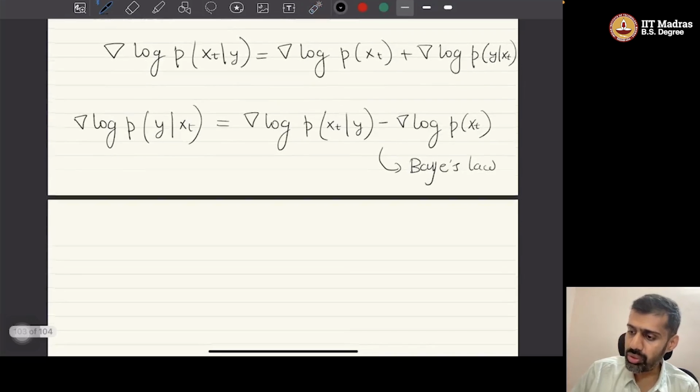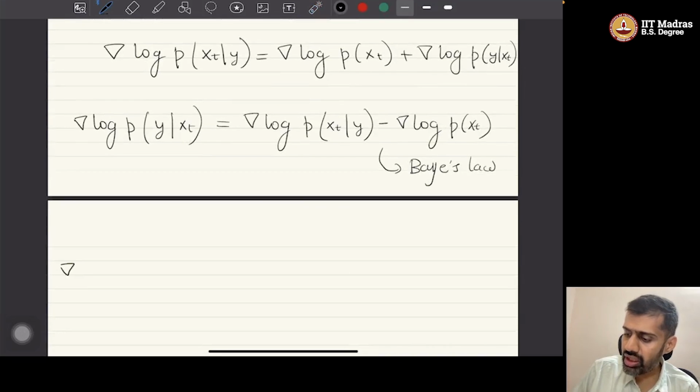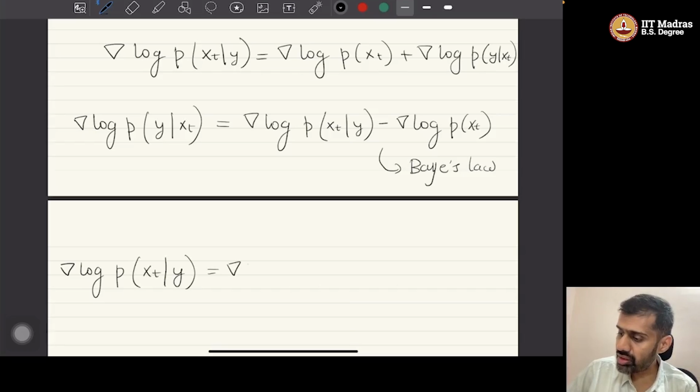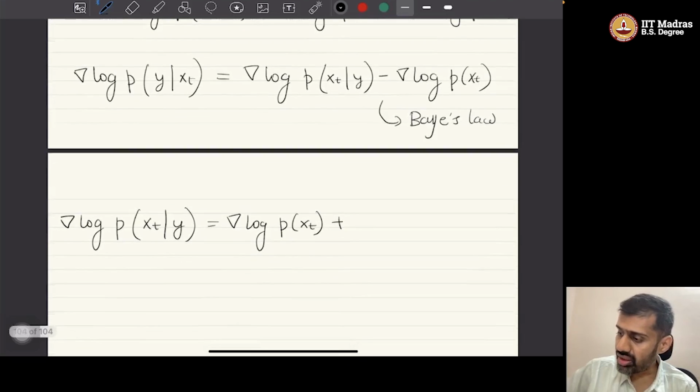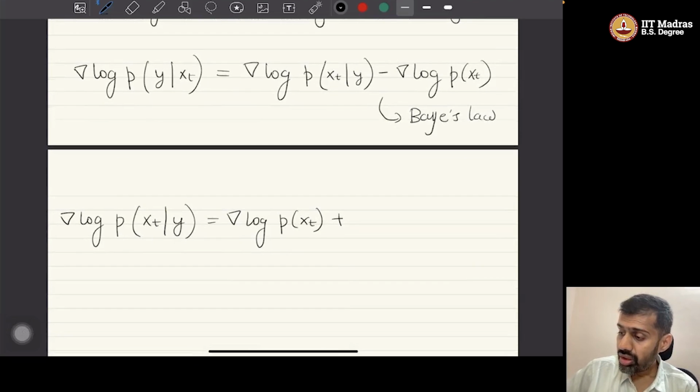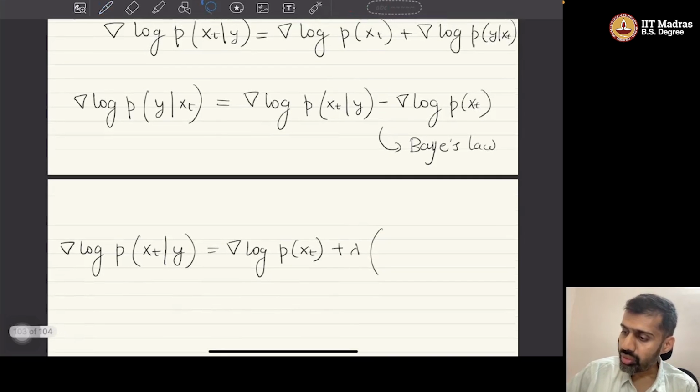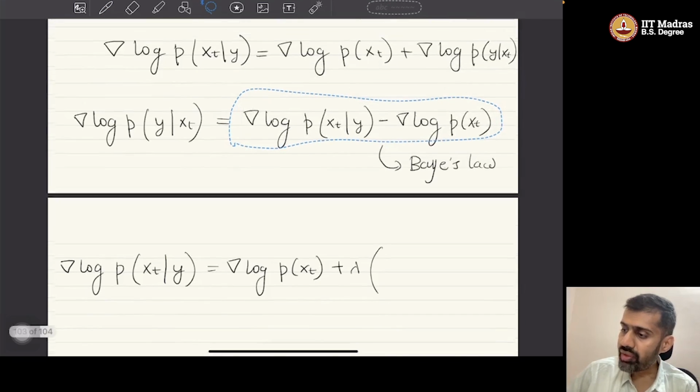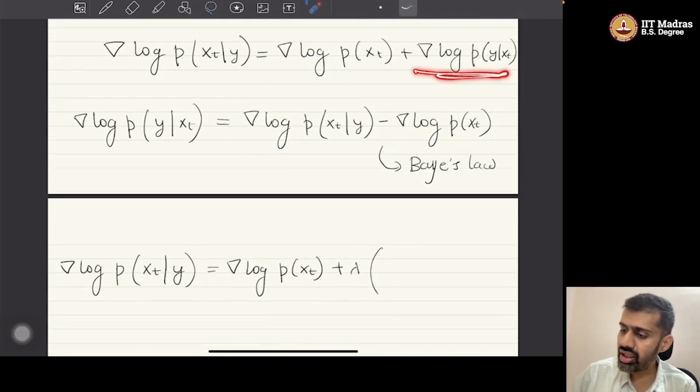Instead of that, what people do is write down the conditional score that we want in terms of the unconditional score. The unconditional score remains as it is. You just add some lambda times this thing. So we had p of y given xt here. Now we'll replace p of y given xt using this particular equation. But if I do that, I'll simply end up getting nothing.